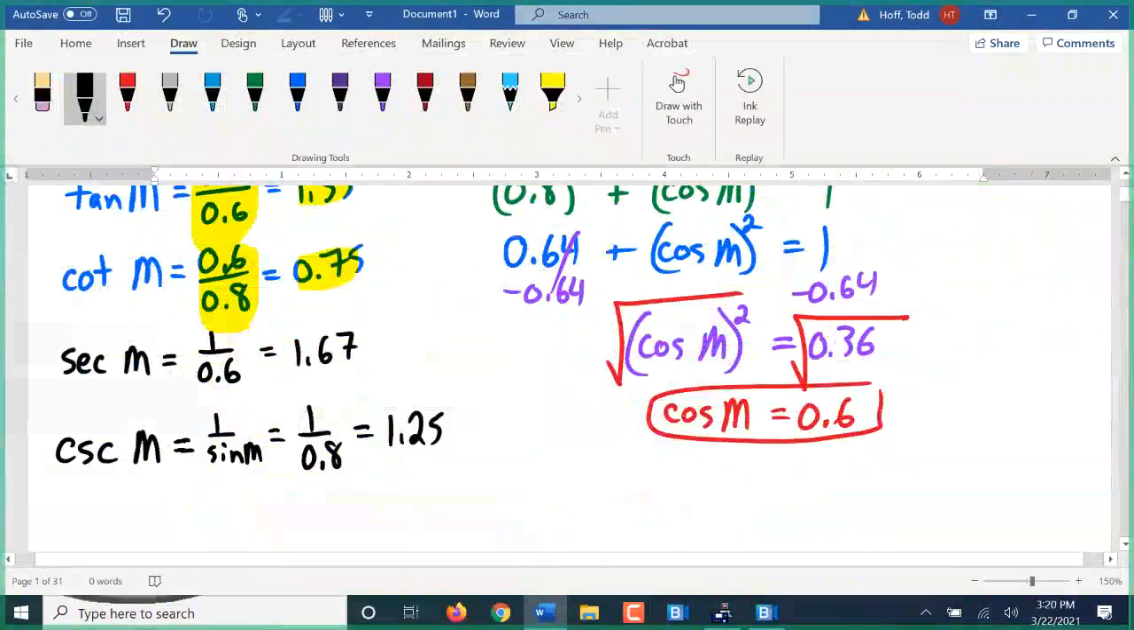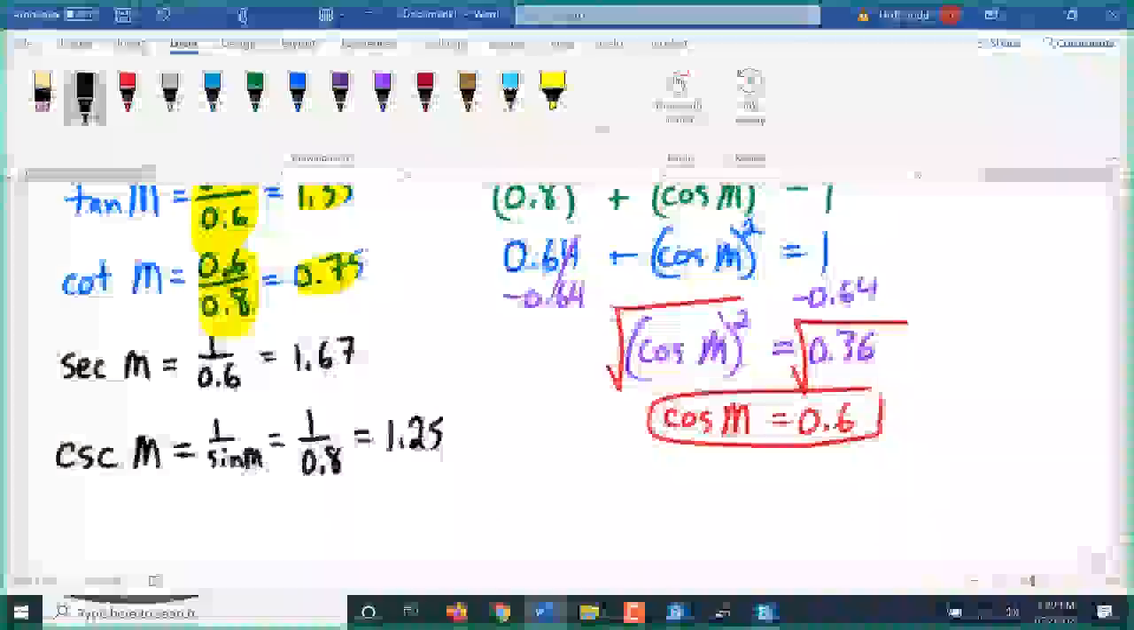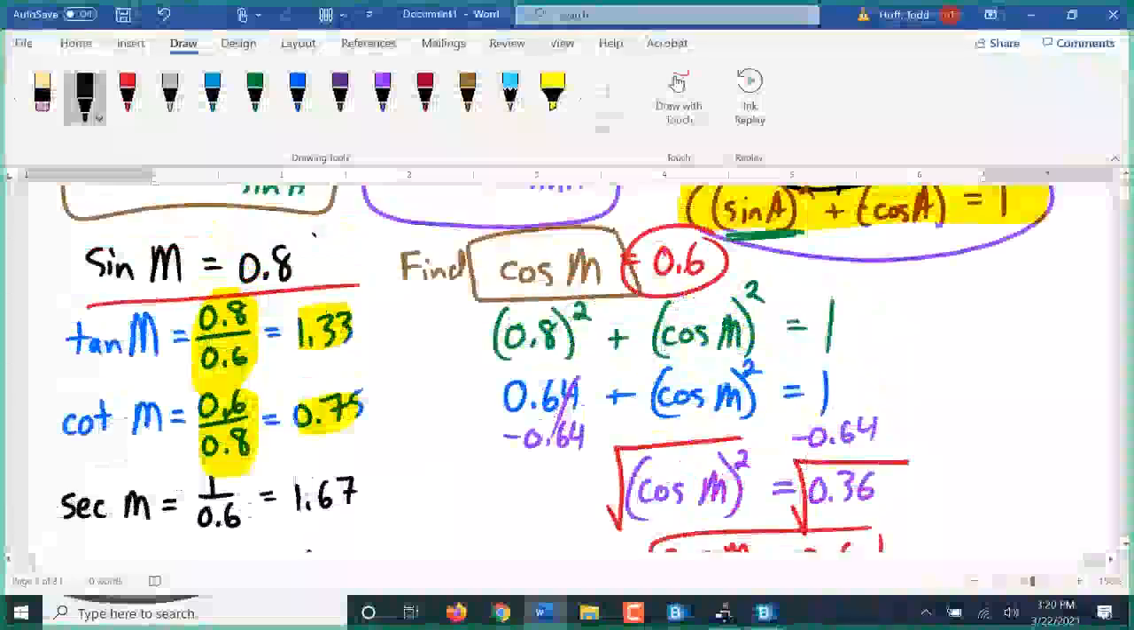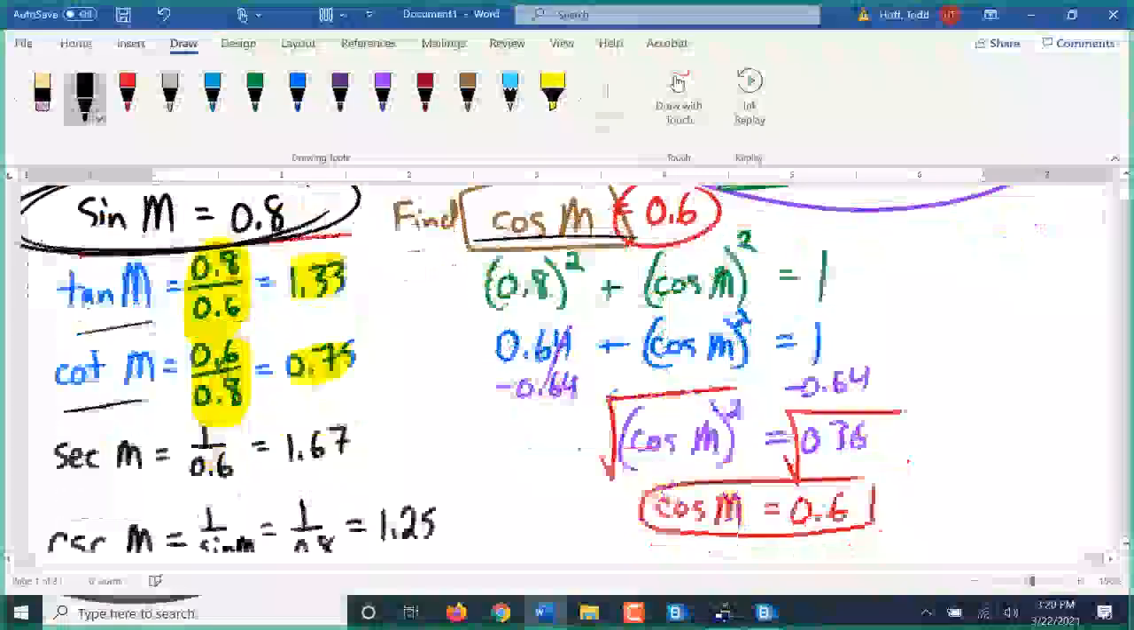Well, the 0.8 kind of makes sense because isn't it like 5 over 4? Yeah, 1/8 is 0.125. So there, just from giving you the sine was 0.8, we found the cosine, the tangent, cotangent, secant, and cosecant.